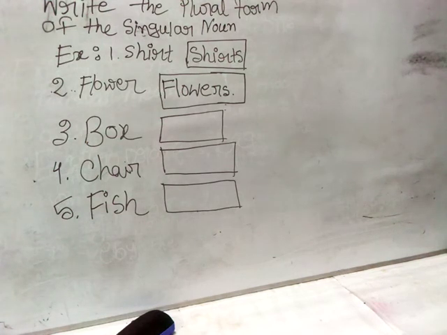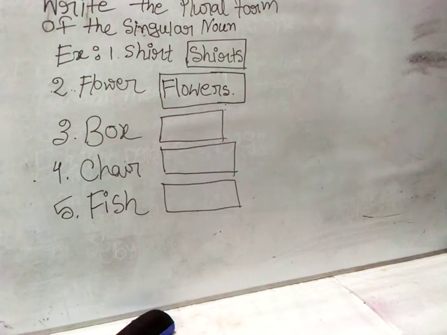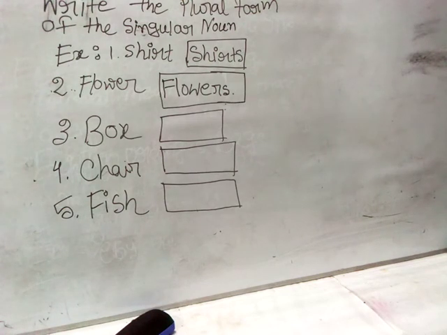Now coming to number 3, it's box, B-O-X. Do you know what's the plural form of box? It's boxes. Should I just put an S here? No. We need to put ES just after box. Sometimes to make something plural, you have to put ES. Not every time, by putting S, it will become plural. Some words basically require ES to make them plural.